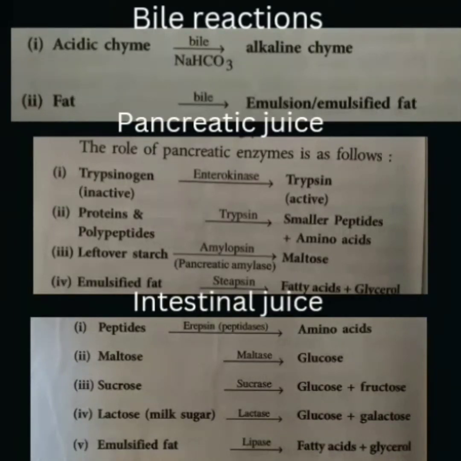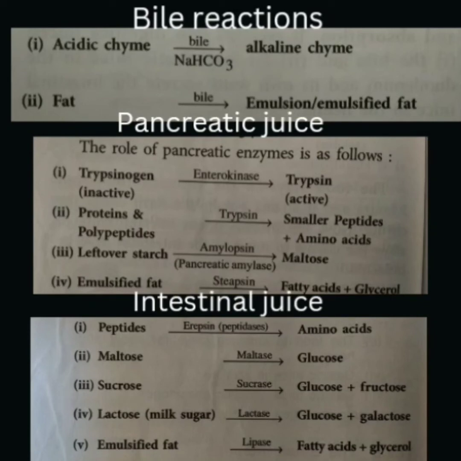Pancreatic juices help in the conversion of trypsinogen into trypsin with the help of enterokinase. Proteins and polypeptides are converted into smaller peptides. Leftover starch is also converted into maltose, and then emulsified fat is converted into fatty acids and glycerol.